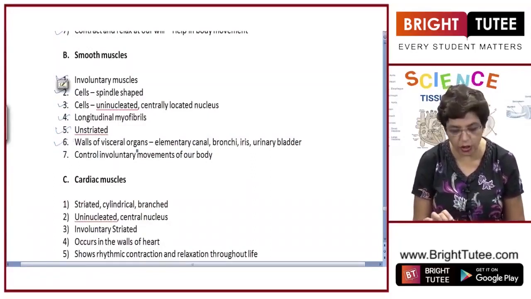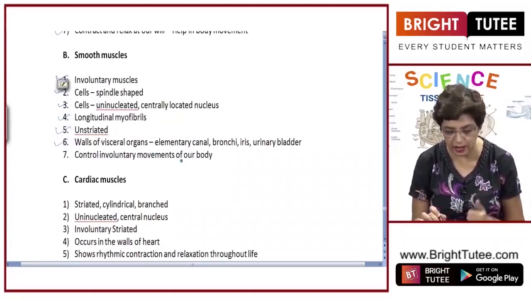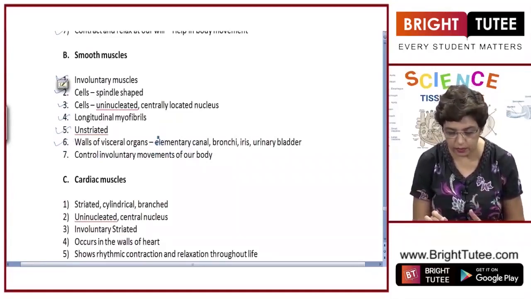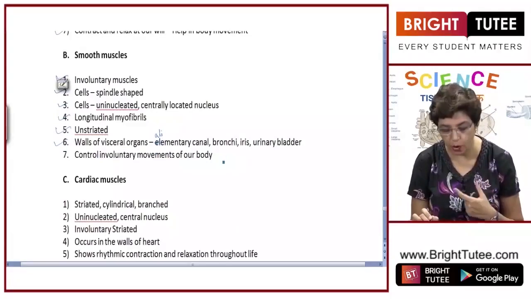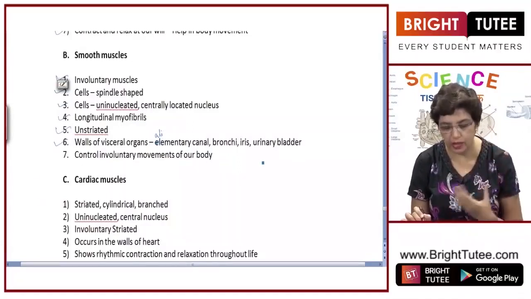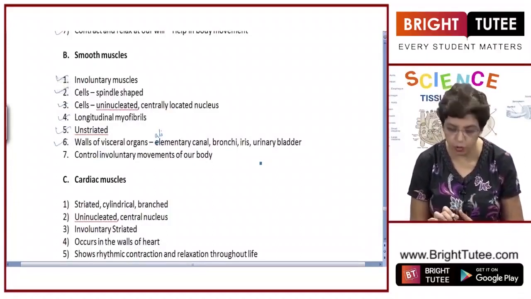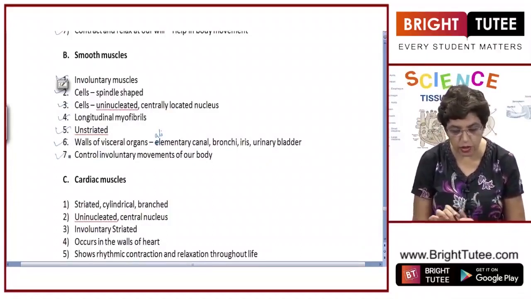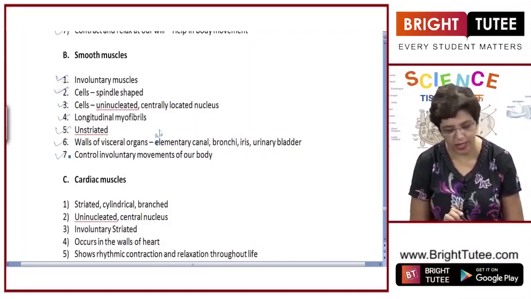They are present in the walls of the visceral organs like the alimentary canal. Then they are present in bronchi, the iris of the eye, and the opening of the urinary bladder. They all contain smooth muscles. They control the involuntary movement of our bodies.